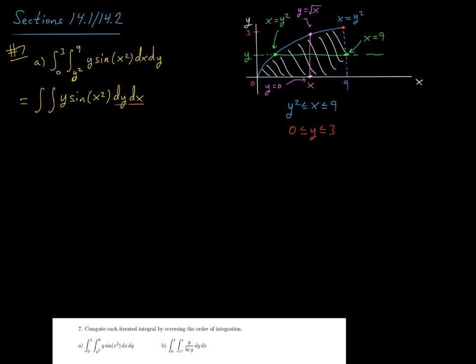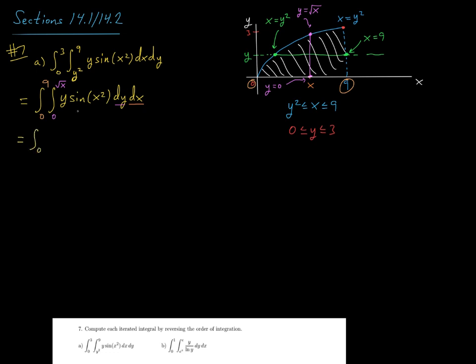Okay, so for the y bounds, those are going to be from 0 to the square root of x, and then we're letting x vary from 0 to 9. Okay, great. So does this help? Well, hopefully. Let's integrate now with respect to y.